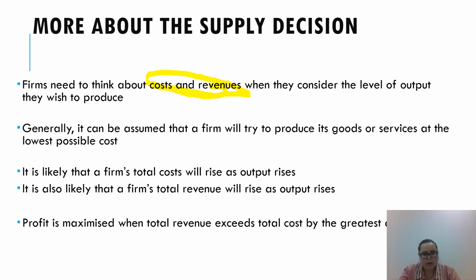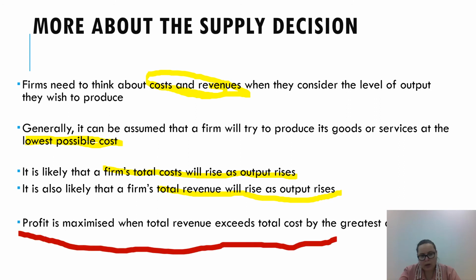Generally, it can be assumed that the company will try to produce its goods and services at the lowest cost possible. It is more likely that the firm's total cost will rise as the output rises, and it's also likely that the firm's total revenue is going to rise as the output rises. So profit is maximized when the total revenue exceeds the total cost. We have the maximum profit when the revenue exceeds the total cost by the greatest amount.